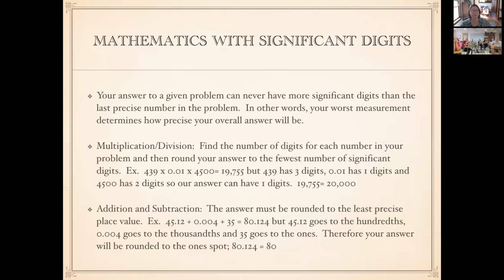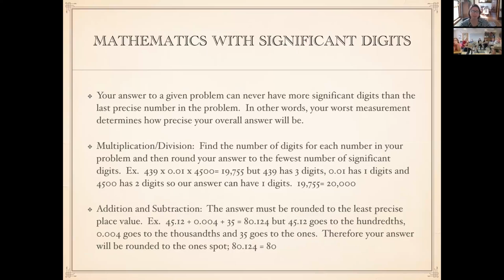So for example, if I have 45.12 plus 0.004 plus 35, that makes 80.124. 45.12 goes to the hundredths place. 0.004 goes to the thousandths, so even though it's the smallest number, it's the most precise. 35 goes to the ones. So our answer has to get rounded to the ones spot. So 80.124 becomes 80. In this particular case, it's less of a problem.